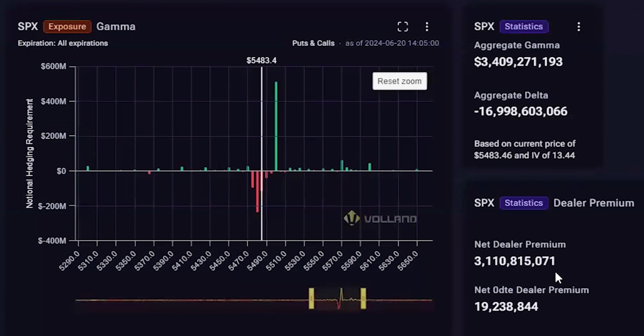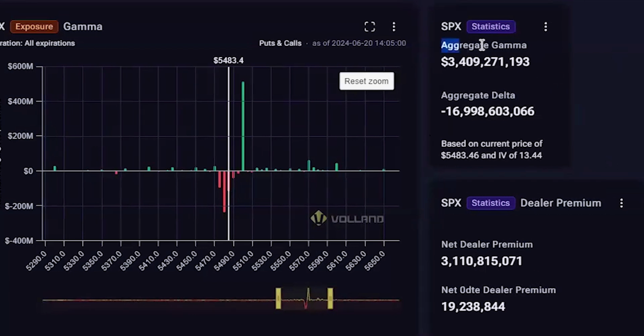Over here, we have some statistic widgets. We have aggregate gamma and aggregate delta. Aggregate gamma is the same as the gamma in the summary page in the old version, where it is telling you how much in gamma terms dealers have to buy in order to be fully hedged. Just as a side note, when we show these numbers, we are assuming that no hedging has been done for the whole day. So it's not necessarily true. I wouldn't start taking these numbers as gospel, but right now, as far as gamma goes, dealers are buying 3.4 billion notional in SPX.